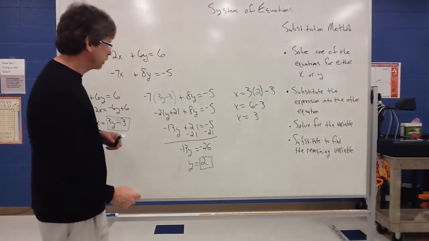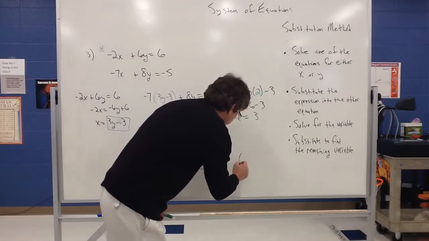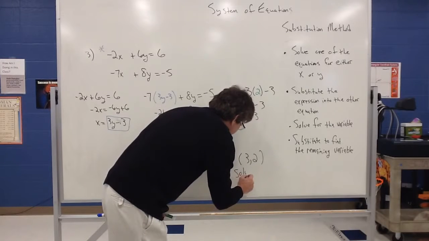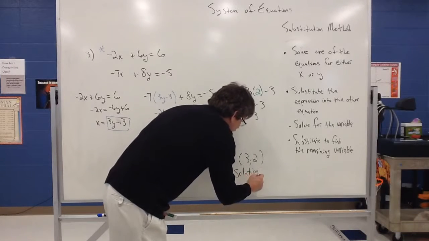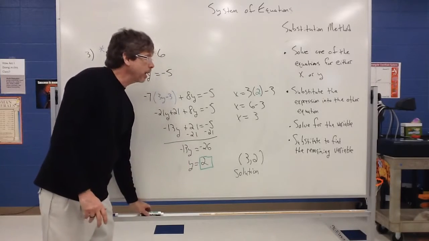And therefore my solution is going to be x is 3, y is 2. So 3, 2 is the solution. That's where the two lines will cross, that ordered pair. So again, we should write that as an ordered pair.